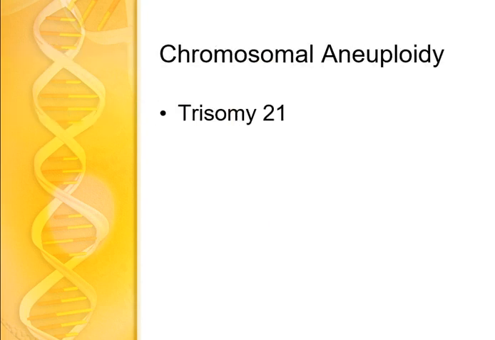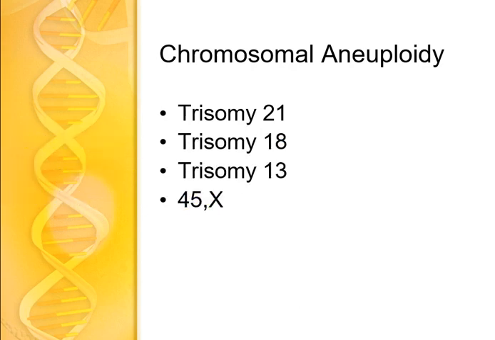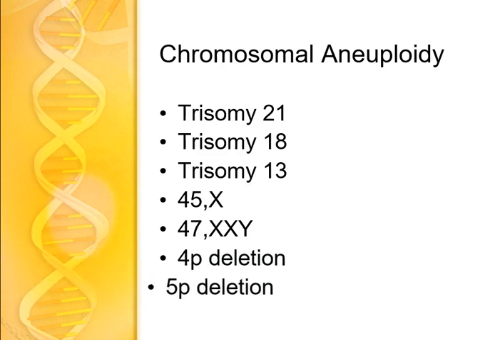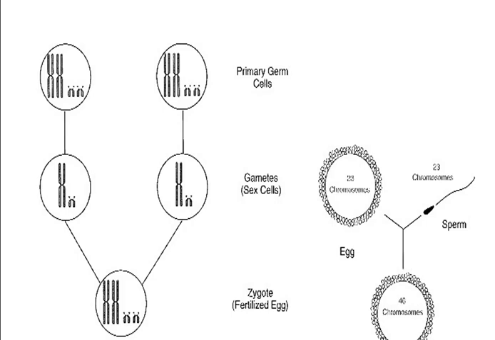So the common chromosomal aneuploidies include trisomy 21, trisomy 18, trisomy 13, 45,X, and 47,XXY, as well as deletions on the short arm of chromosomes 5 and 4.